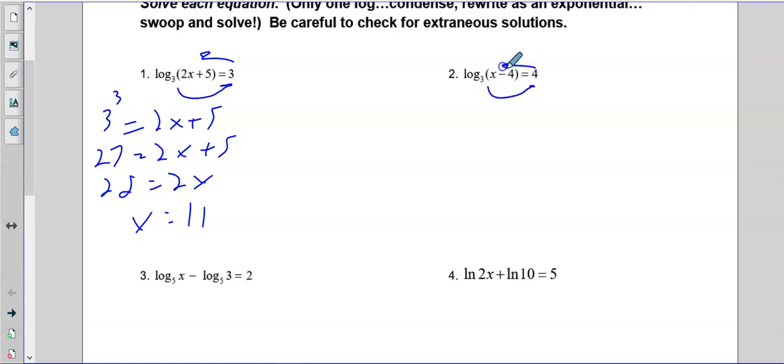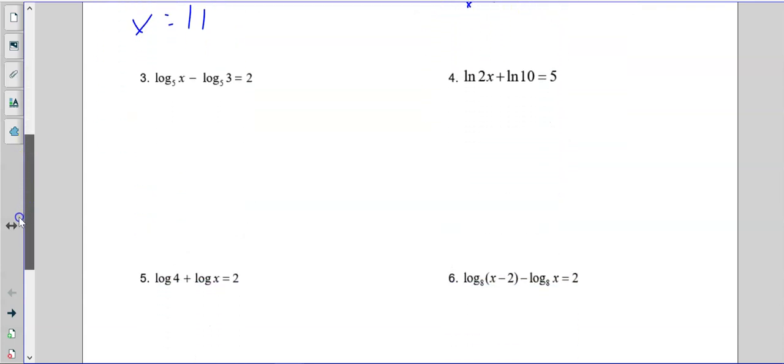Swish and flick. 3 to the fourth power equals x minus 4. 3 to the fourth is 81. Add 4 to both sides. X equals 85. You can always slow this down if you need to.